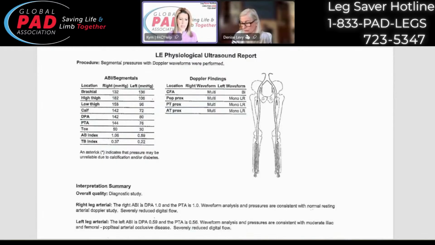But right now it looks like, as Denise said, some monophasic, so still some sluggish flow going down below the knee, according to this post. Denise? Yes, it's still moderate. She's got 0.59 and 0.56, which is still moderate disease. And then the inflow coming in, if you look at the waveform, it says monophasic, which means that there's disease above that area.